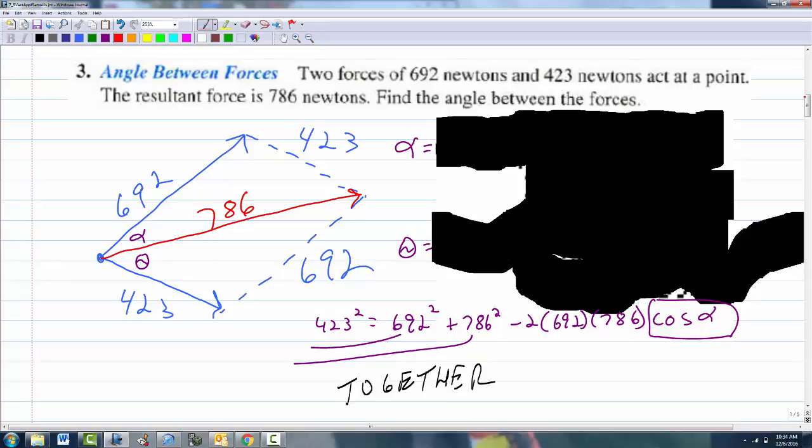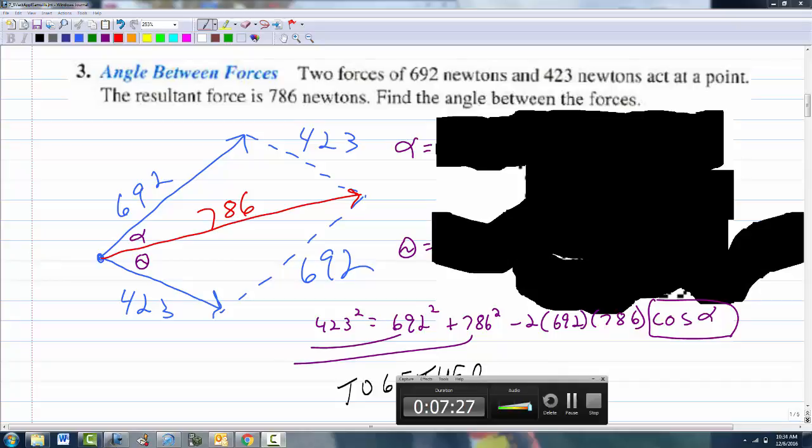So read the question. I actually should have hid this drawing because you have to produce the drawing. But if you don't know how to produce this, then you're forgetting the whole idea of me working with the student, talking about rope tied to something, yank, and then the thing flies on the diagonal. So two forces, 692 and 423, act on a point. There's the point. The resultant is 786. So you draw it. Ready, set, go!